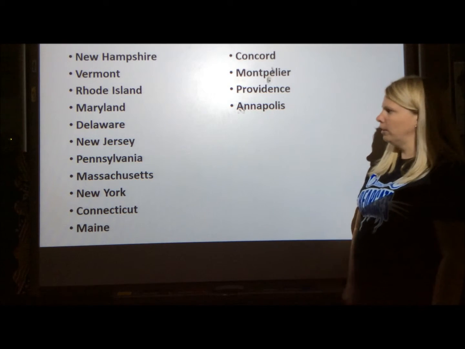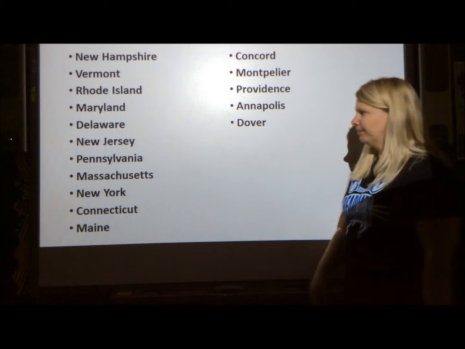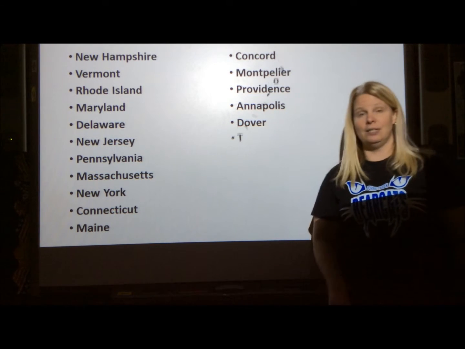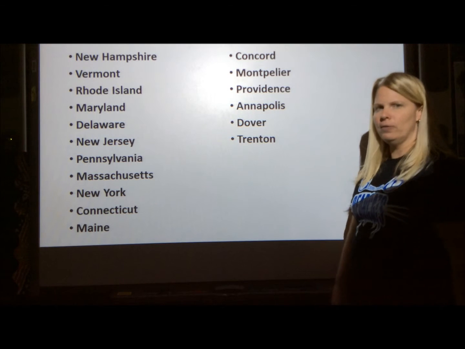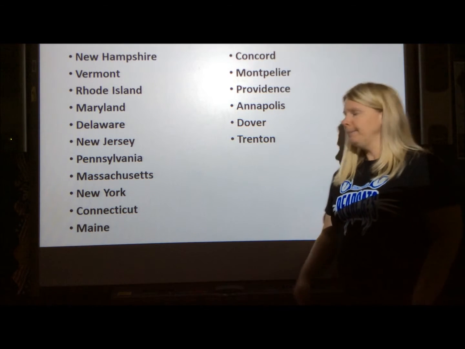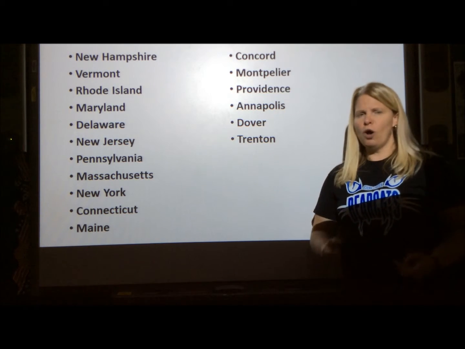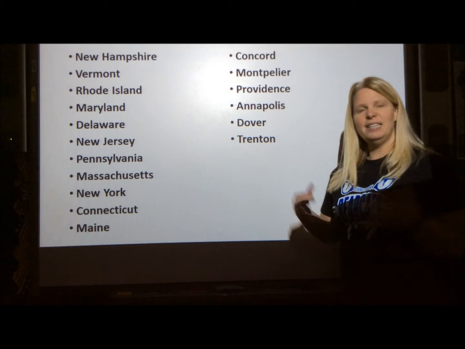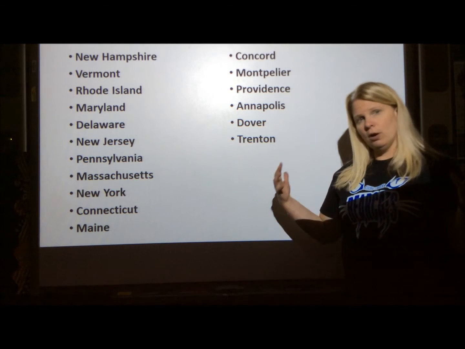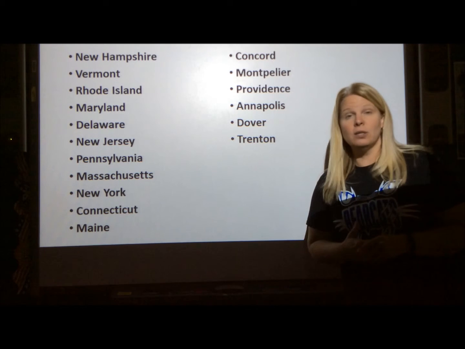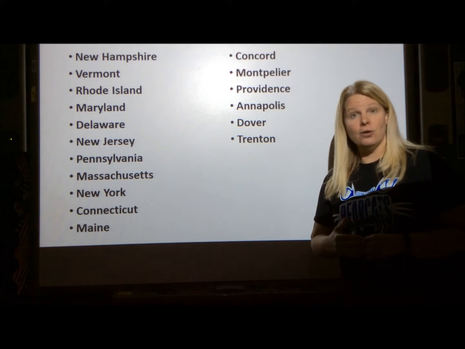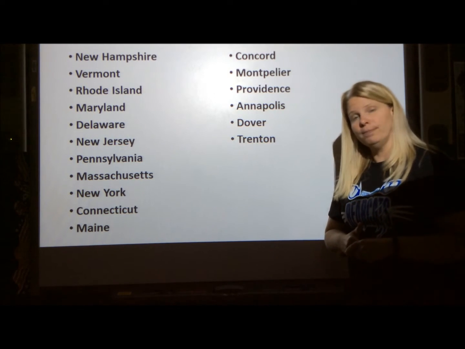Delaware, Dover. Dover, Delaware. New Jersey is Trenton, Trenton, New Jersey. Now, I don't know if you've heard that story or not, but there is a story with Trenton where George Washington crosses the Delaware River and he surprises the Hessians, which are German soldiers that the British had hired to fight in the American Revolution.